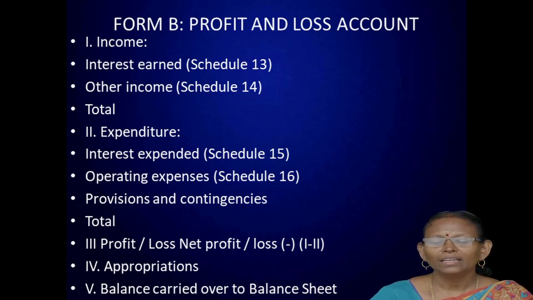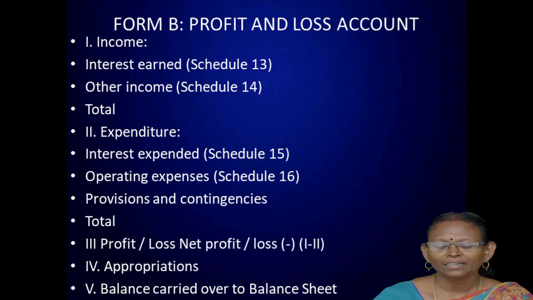In the new format, Form B of the profit and loss account of a banking company, first we should take income. Under the head income, two schedules are taken. First, Schedule 13. In the 13th schedule, interest earned is to be taken. Interest on loans, interest on cash credit, and interest on overdraft will be taken under this head. Then Schedule 14. Under Schedule 14, other incomes will be taken.